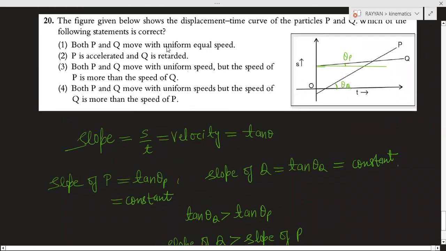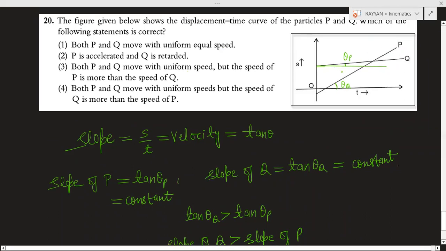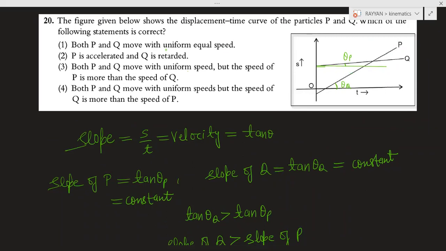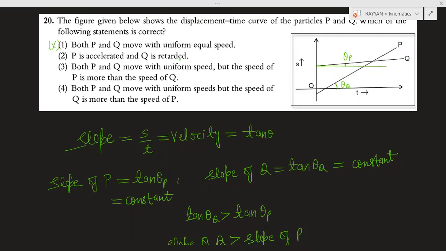Now you can read the statement. Both P and Q are moving with uniform equal speed. No, both are moving with different speeds because the slopes are different. So this first option is incorrect. P is accelerated and Q is retarded. So there is no acceleration, because both particles are moving with constant speed, constant velocity. If the velocity is constant, there will be no acceleration.